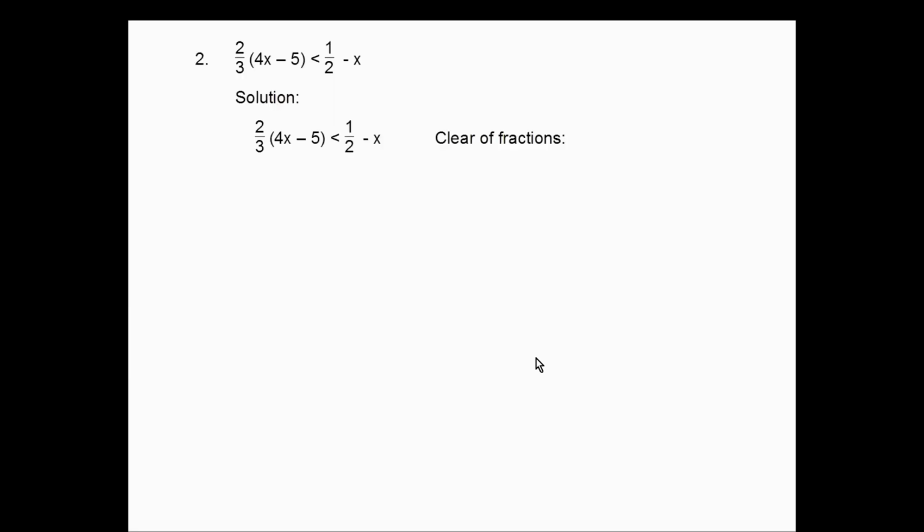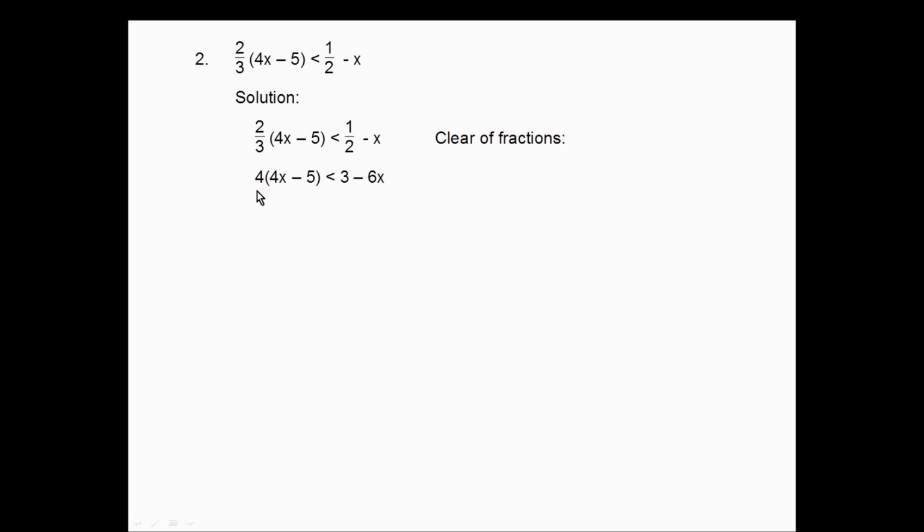Number 2, I have 2 thirds times 4x minus 5 is less than 1/2 minus x. Again, I want to get rid of the fraction, so I'm going to clear fractions. My LCD for 2 and 3 is 6. Remember, when you clear fractions, don't go inside the parentheses. So I'm going to multiply everybody by 6.